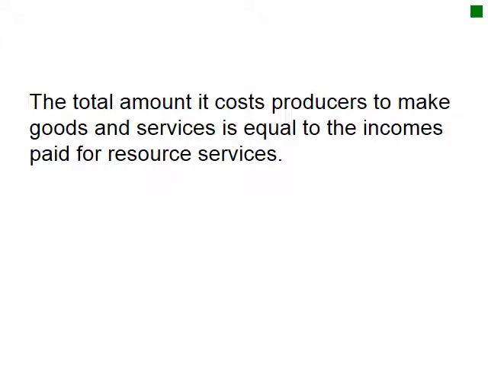The total amount it costs producers to make goods and services is equal to the incomes paid for resource services. And we looked at this in the basic circular flow. All of the money that was paid for the factors of production to households was in that model equal to what households bought from firms for the goods and services. Well, now that we've expanded the circular flow, again, we can look at the total amount it costs to produce, so from the factors of production, and equal to the incomes paid, now coming from consumers, government, investment from firms, and net exports.